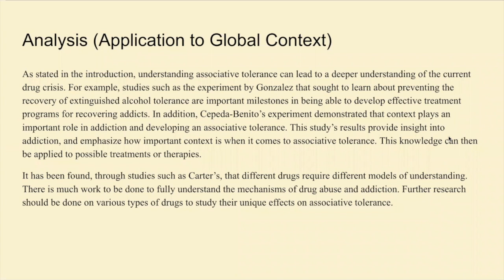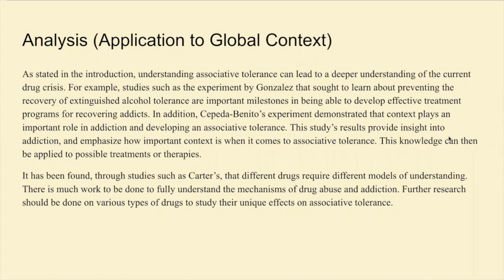So extending these different experiments to the global context of why this is so important. We know that we're looking at associative tolerance to help get a deeper understanding of the current drug crisis. And so studies such as those by Gonzalez help us to learn about how we can prevent and extinguish alcohol tolerance. And this is really important for developing effective treatment.